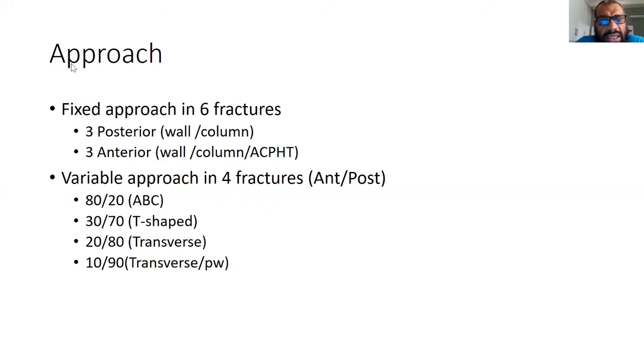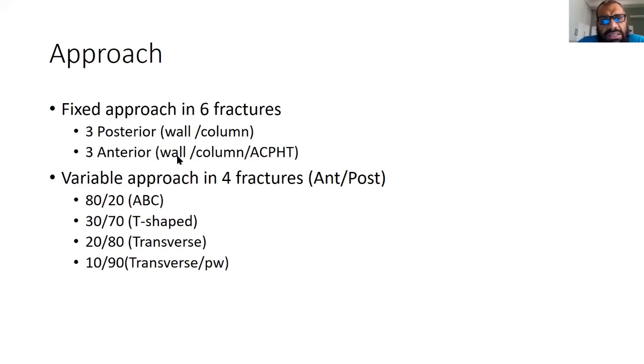We saw this slide before, but this is just for confirmation and emphasizing that it's very important to classify the fracture, because when you have a good classification of the fracture, you will solve the approach straight away in at least 6 fracture types. So there are 3 pure posterior fractures. They are the posterior wall, posterior column, and posterior wall and column. And there are 3 pure anterior fractures, which are the anterior wall, anterior column, and anterior column posterior transverse.